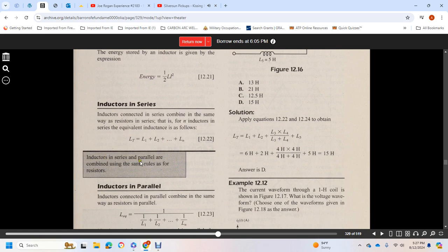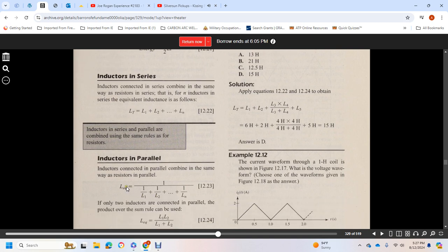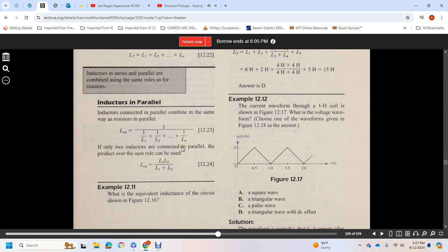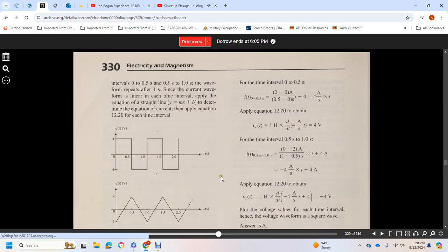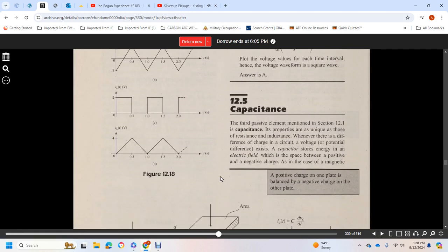Inductors in series and parallel combine using the same rules as resistors. Inductors in parallel combine the same way as resistors in parallel. The total inductance in parallel is 1 over 1 over L1 plus 1 over L2 plus up to 1 over Ln. For two inductors in parallel, the same rule applies: the equivalent inductance is equal to inductor 1 times inductor 2 over inductor 1 plus inductor 2. And then it goes into examples, figures and solutions.